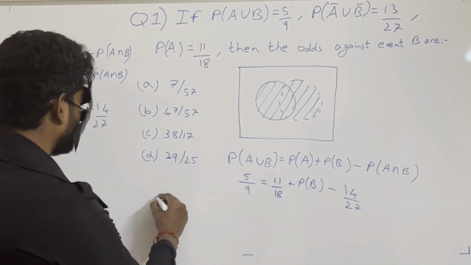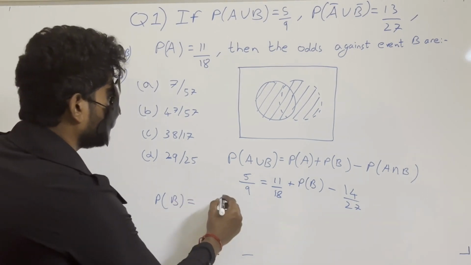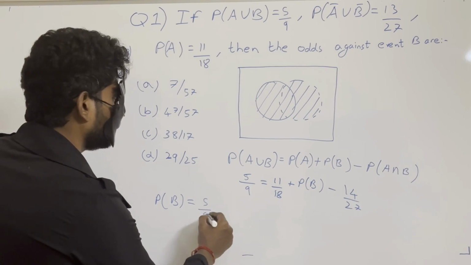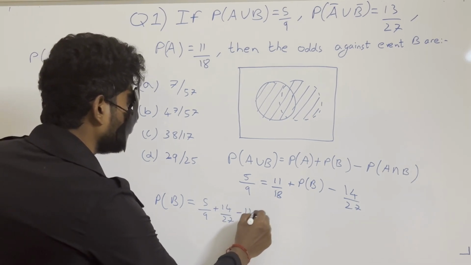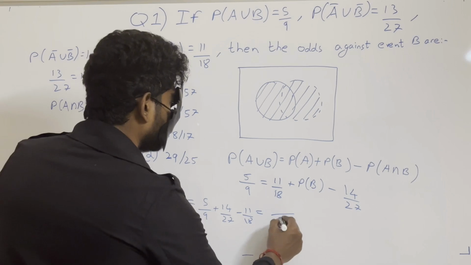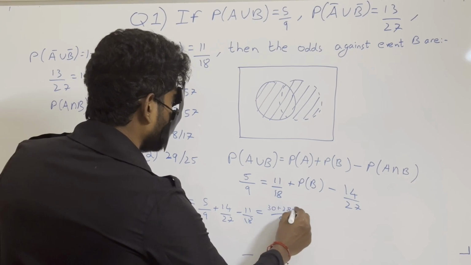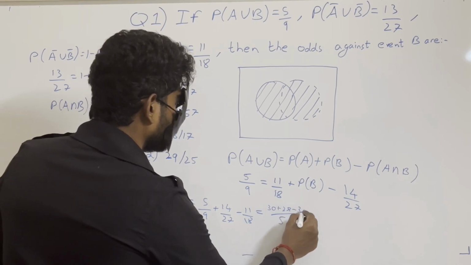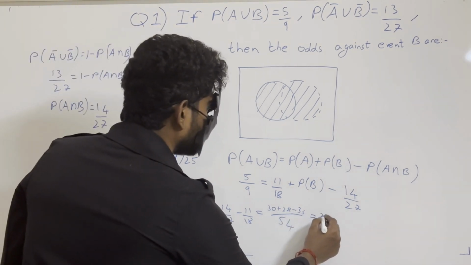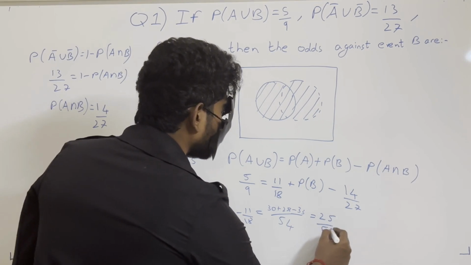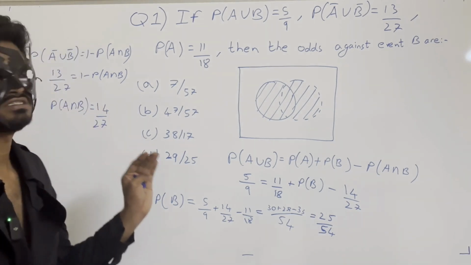What will we get? P of B is nothing but 5 by 9 plus 14 by 27 minus 11 by 18. Take 54 as LCM: 9 6s are 54, 6 5s are 30, 2 14s are 28, minus 3 11s are 33, which is nothing but 25 by 54.